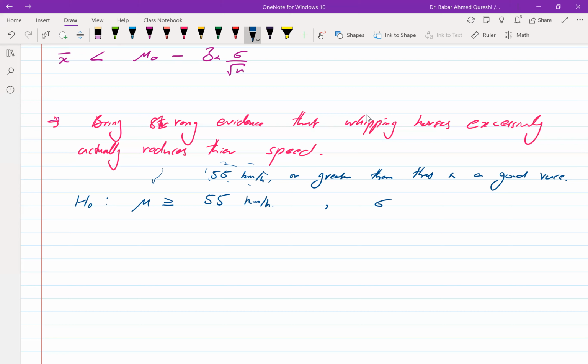And they know that different horses run at different speeds, on different days. And for some reason, they know that the standard deviation in horses' speeds is 3 kilometers per hour. So this is known. And this is the hypothesis. They want to prove the opposite of it, that the whipped horses run slower than this good race. But they assume the opposite of it. And the alternate is that mu, the average speed, is less than 55.